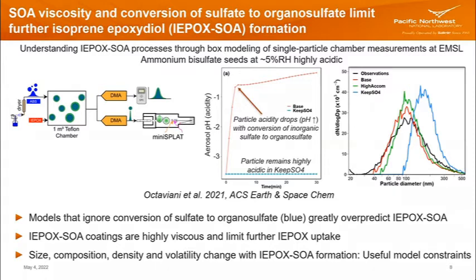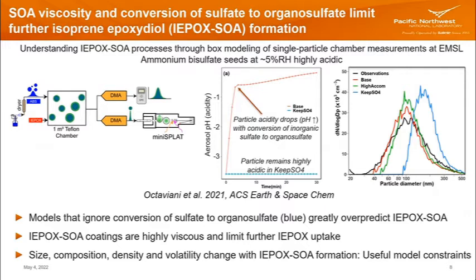So if you look at the acidity plot here on the red line, once you are forming the organosulfates, you are converting the inorganic sulfate to organosulfate, the acidity is dropping by more than 2 pH units. Whereas many of the models, they do not treat the change in the acidity or the conversion of inorganic sulfate to organosulfate. So they will keep it artificially at very high acidity.